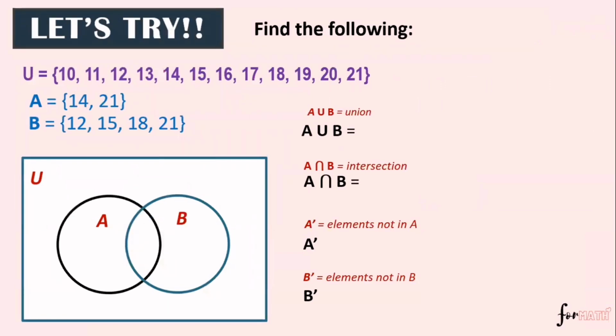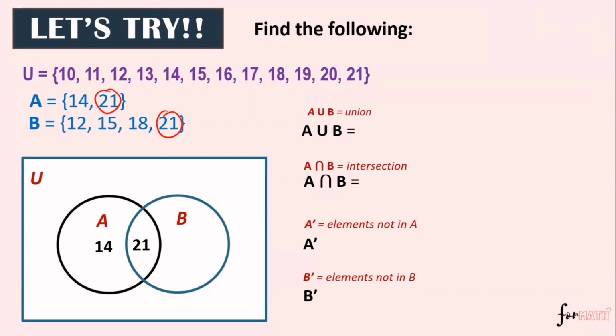Okay, find the following if U is 10 to 21. Set A natin is 14 to 21. Set B is 12, 15, 18, and 21. So let us try. Okay, try natin ilagay sa Venn diagram itong U, universal set, yung set A and set B. So let's start. Okay, start natin ilagay si set A, set A and set B. Now as you can see, ang A and B natin ay may common sila which is 21. So si 21 ang ilalagay natin sa gitna, kasi yan ang intersection ng A and B natin.